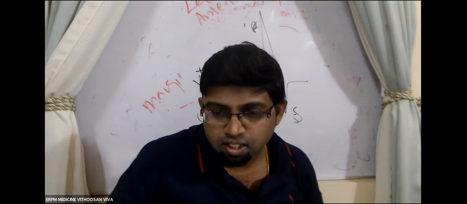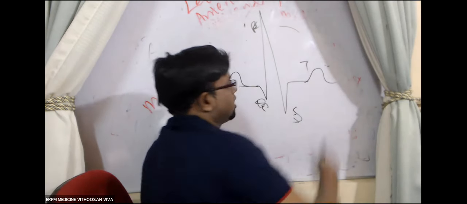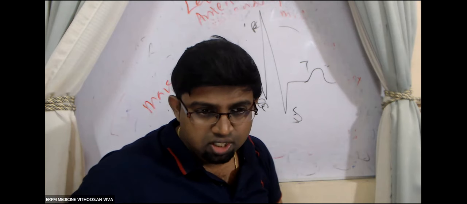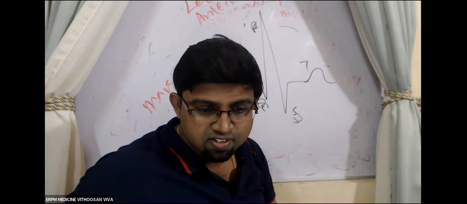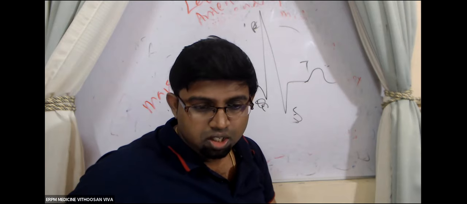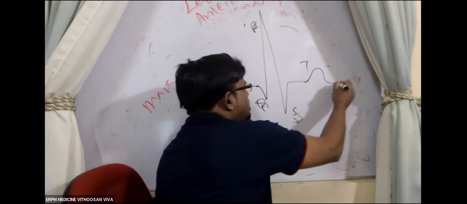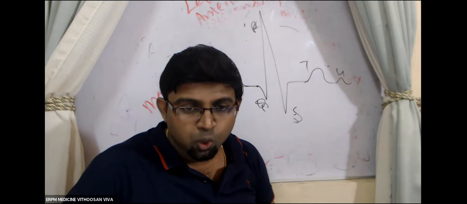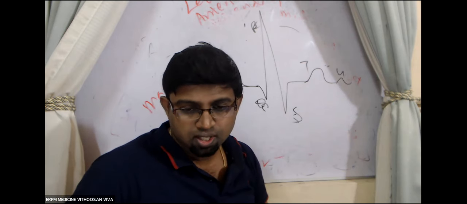Then you have something called the T wave. Then sometimes you see a small wave called the U wave. Okay, look here.